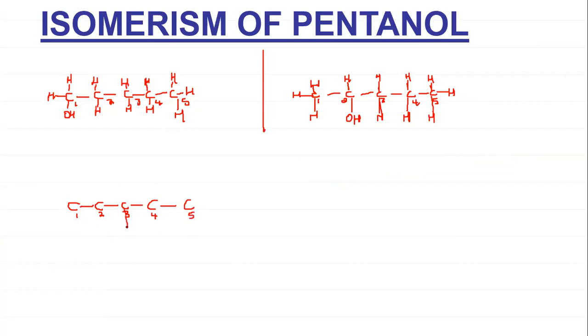And let's say I decide to put my OH there. So now it's on carbon 3, then I just make sure each carbon has 4 bonds. So there I need 3, there I need 2, there I'm short of 1, there I'm short of 2, there I am short of 3. So I'll put my hydrogens, hydrogens, hydrogens, hydrogens, hydrogens, hydrogens, hydrogen, hydrogen, hydrogen, hydrogen.